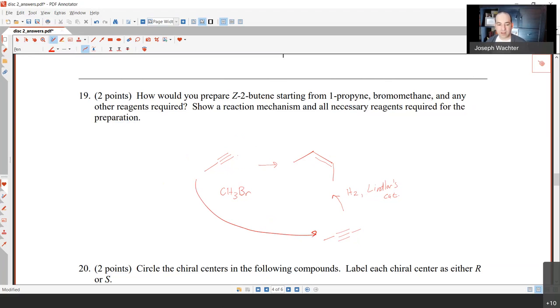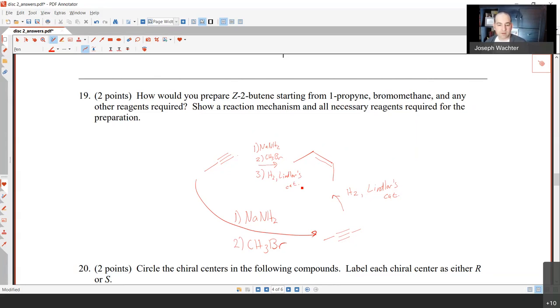So then going back from this one, how do we make 2-butyne from propyne? Well, that's our synthesis where we have first to deprotonate this and then to methylate it. So that's our necessary reagents. Let me just erase this here to avoid confusion. That's one way you could write this in the path. You could also just write the steps: 1. NaNH2, 2. CH3Br, 3. H2, Lindlar's catalyst.